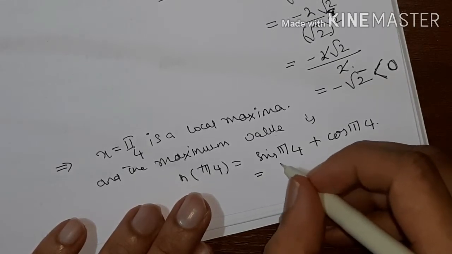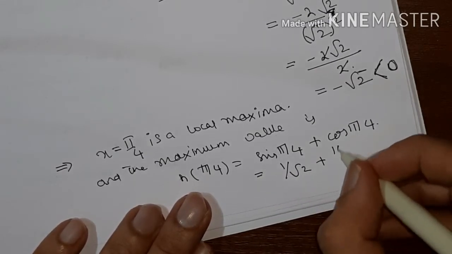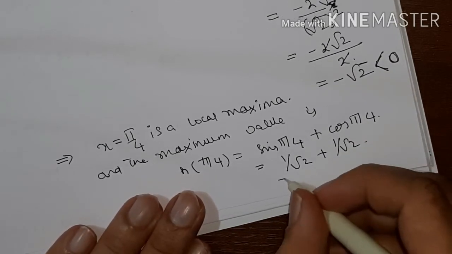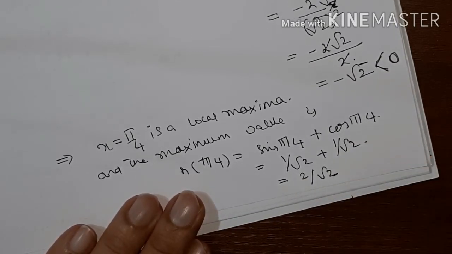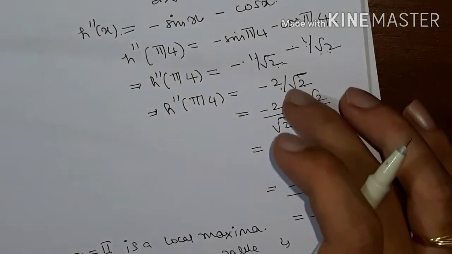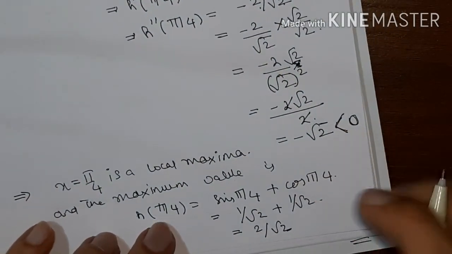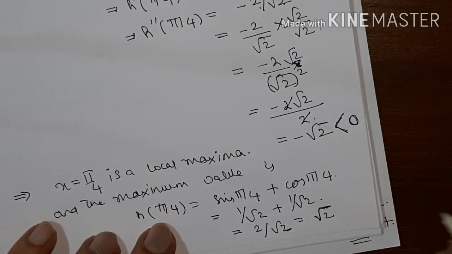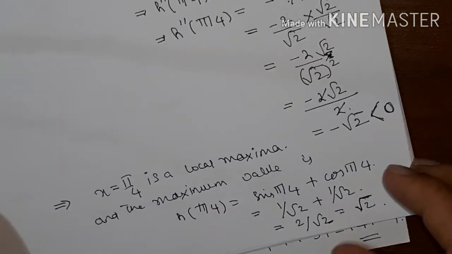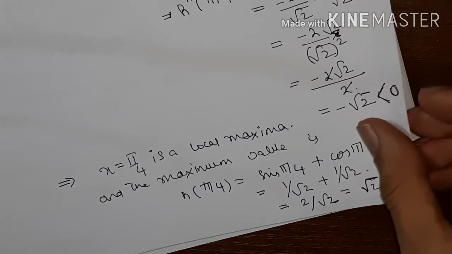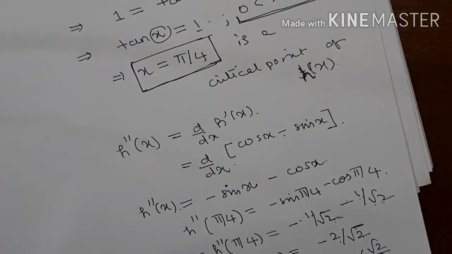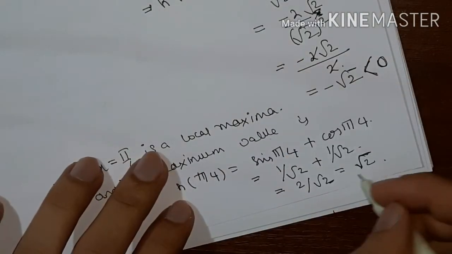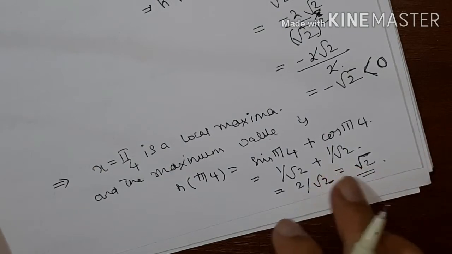Now sine of pi by 4, you know, it is 1 by root 2 and cos of pi by 4 is 1 by root 2. So that is 2 by root 2. Right? That was the same case as this 2 by root 2 and we rationalized that, right? And we got root 2. So this is the local maximum value, right? Now let us find out, oh, only one critical point. So this is the only extreme value you get, okay.